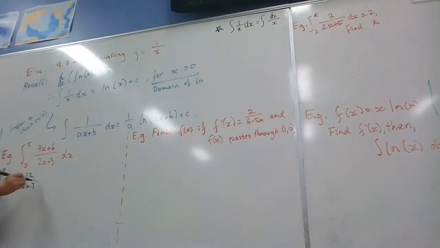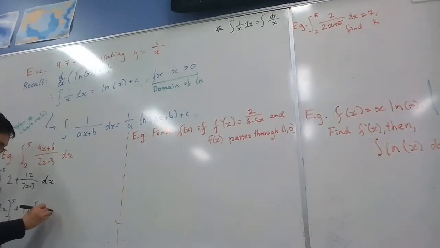So you end up with this, and of course, don't forget your dx, which then becomes, because I'm anti-deriving, 2x from 2 to 5. And then plus, and I'm going to take this out first, okay? So it's going to end up being plus 12, and then I'm going to do my square brackets of 1 over 2x. Should be a square bracket, my apologies. Should be an integral of 1 over 2x minus 3 dx.